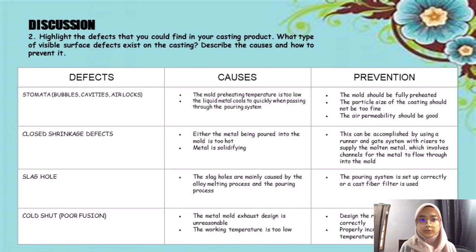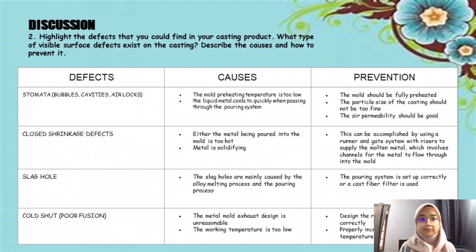We continue with the second defect we have found, which is close shrinkage defects. Shrinkage defects are caused by either the metal being poured into the mold being too hot or the metal solidifying. This is common when we make a casting product, so the way to prevent it is by using a runner and gate system with a riser to supply the metal, which involves a channel for the metal to flow through into the mold.